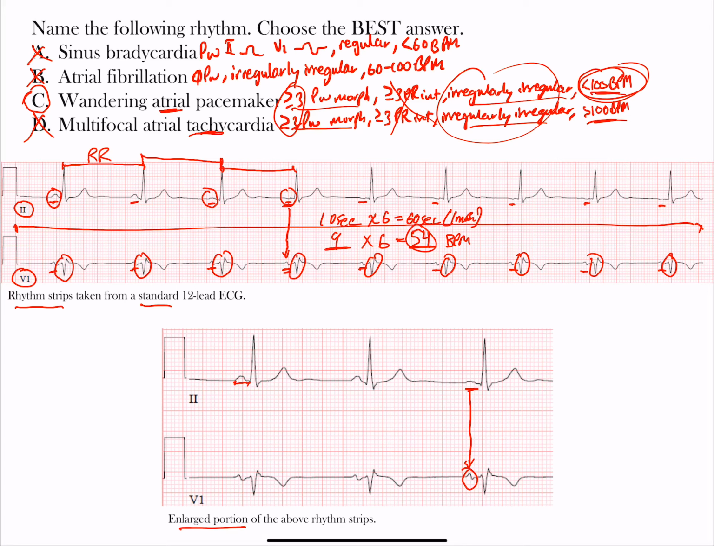So the answer here is choice C, wandering atrial pacemaker. Well, that's the end of this lecture. I hope you learned something.